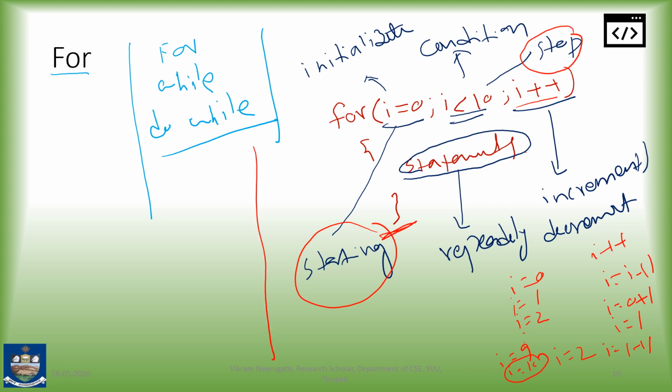Let me write one example program. We need to use a for. I am initializing i equal to 0. I want to print while i less than 5, and I want to increment it.